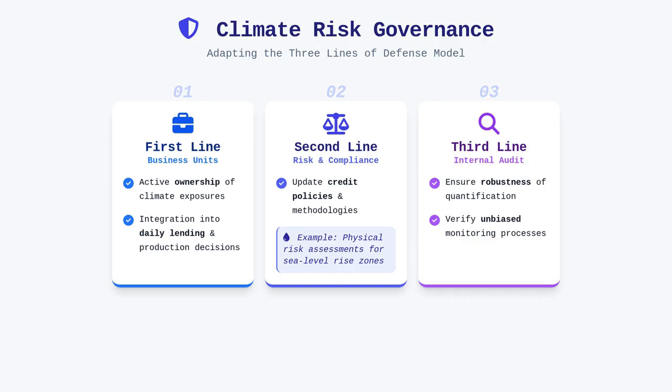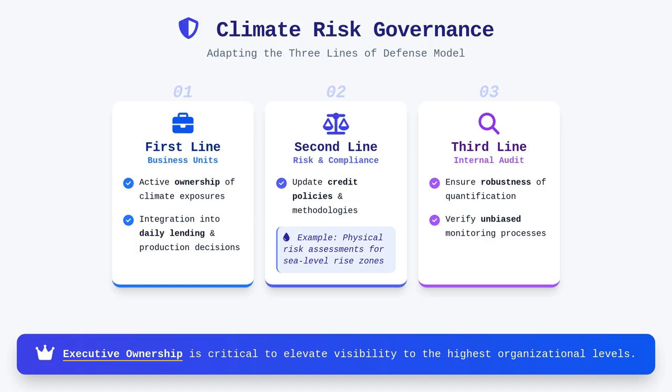Finally, the third line, internal audit, must ensure that the methodologies used to quantify and monitor these risks remain robust and unbiased. Assigning executive ownership is perhaps the most critical step in this governance structure, as it ensures that the visibility of climate risk is elevated to the highest levels of the organization.